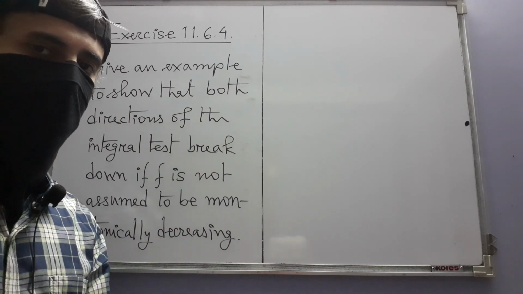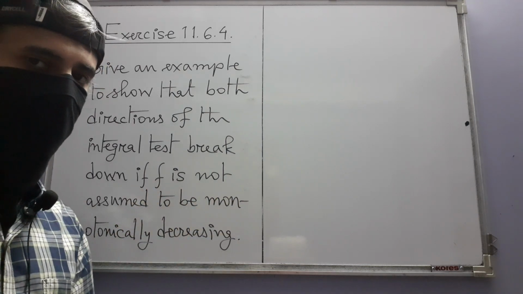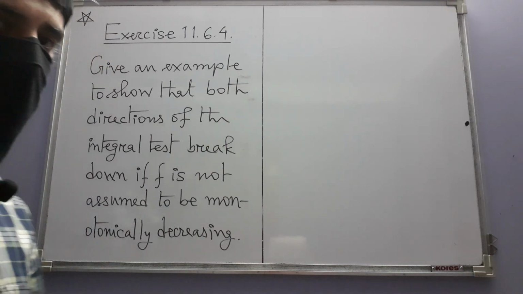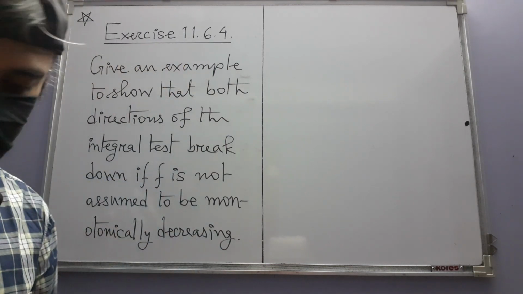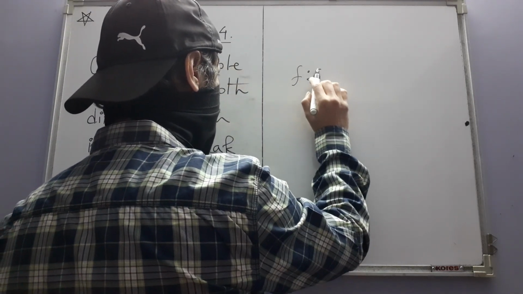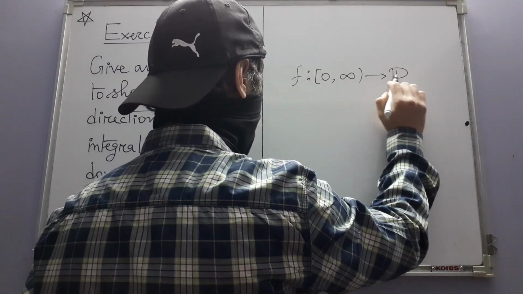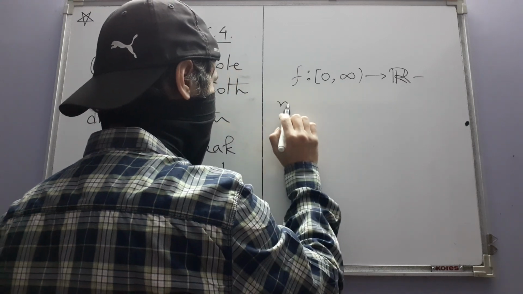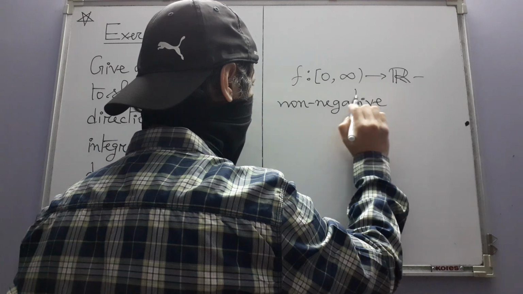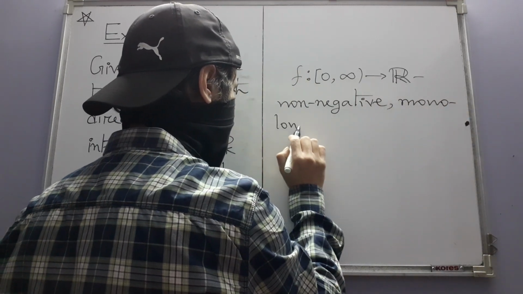both the directions of the integral test break down if the function f that we have in the statement of that test is not assumed to be decreasing. So let's recall the integral test briefly, what it was. So in the test, we have a function like this, which is non-negative and monotonically decreasing.